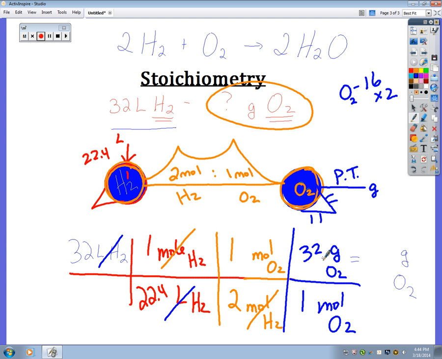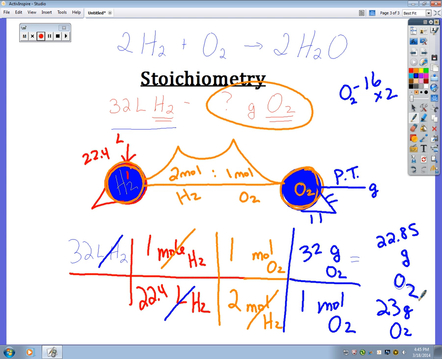Now to do my math, what do? 32 divided by... 22.4 divided by 2 times 32, or however you do it. But however you do it, you should come up with 22.85. You're talking about significant figures, you're talking about 23 grams of oxygen. Right, this is grams of oxygen also.